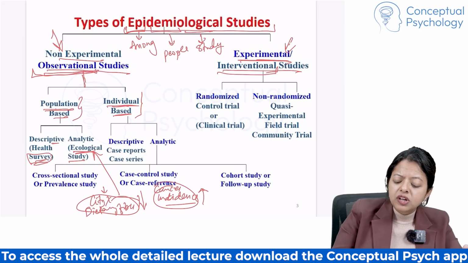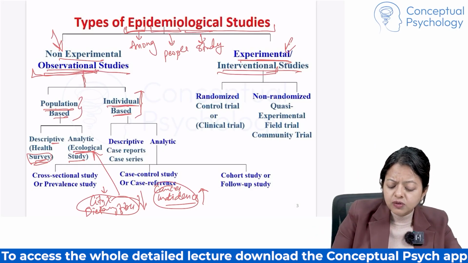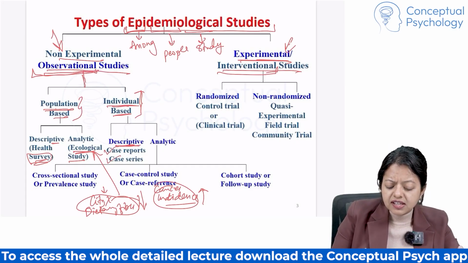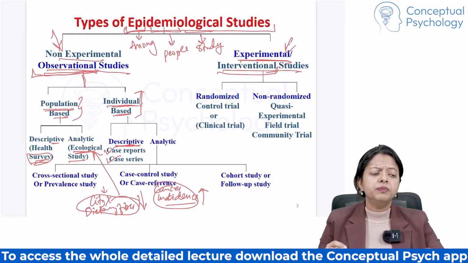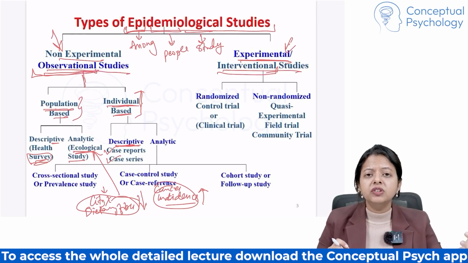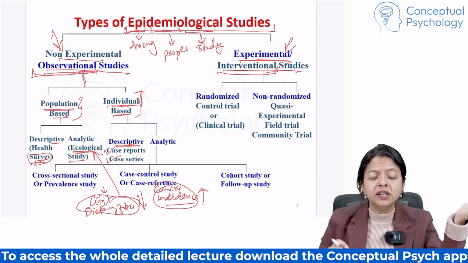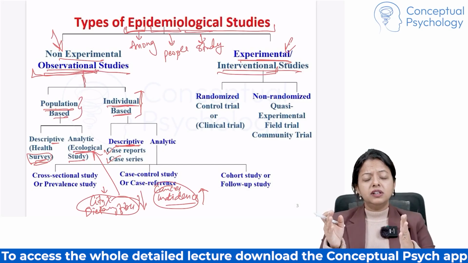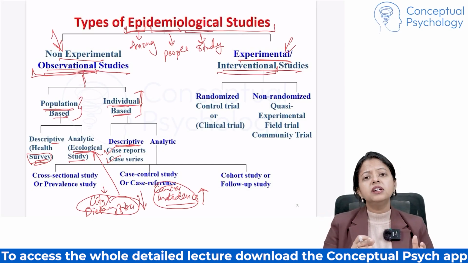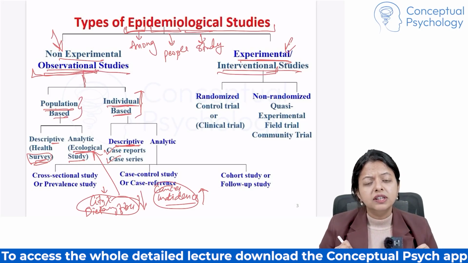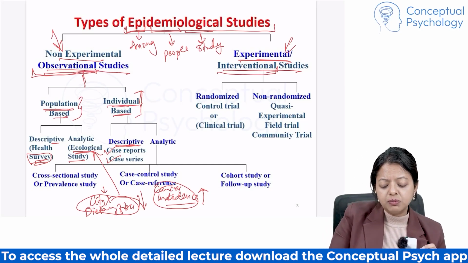Now coming on to individual based studies. So these are descriptive studies. Examples are case reports and case series. A case report is when, let us say, a pediatrician encounters a rare case, or a case which has not been documented in any literature. So he describes the case and the treatment he gave, the symptoms the patient presented with, and he describes those in his terms through a written document. So that is a case report.